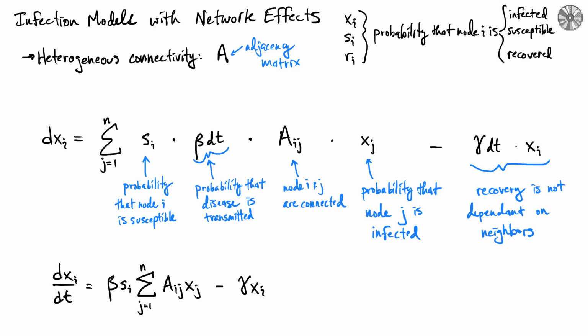We've now talked about infection models at the population level, and we're interested in moving forward to considering the network effects, where again, the adjacency matrix A captures this heterogeneous connectivity that represents which nodes or people are more closely connected with other nodes or people.